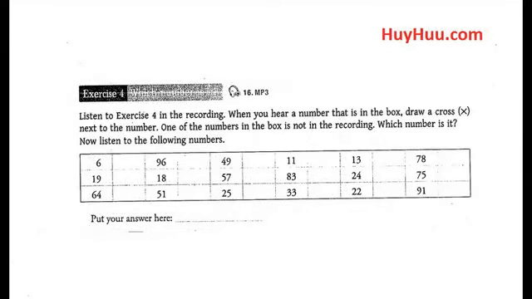Exercise 4. Which number is it? Listen to Exercise 4 on the tape. When you hear a number that is in the box, draw a cross next to the number. One of the numbers in the box is not on the tape. Which number is it? Now listen to the following numbers.